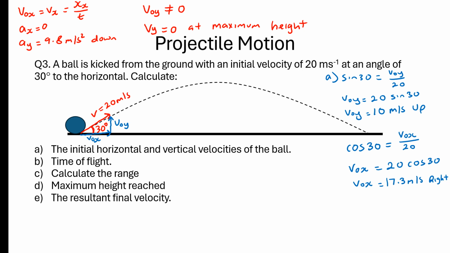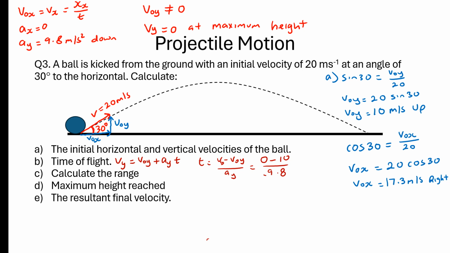So let's do it here. I will use the first equation as we said. Vy is equal to v naught y plus ayt. And here we can make t the subject. So t equals vy minus v naught y over ay. So Vy is 0, minus V naught y is 10, over ay, which is minus 9.8.